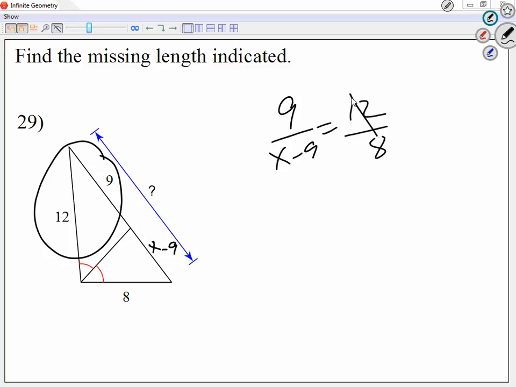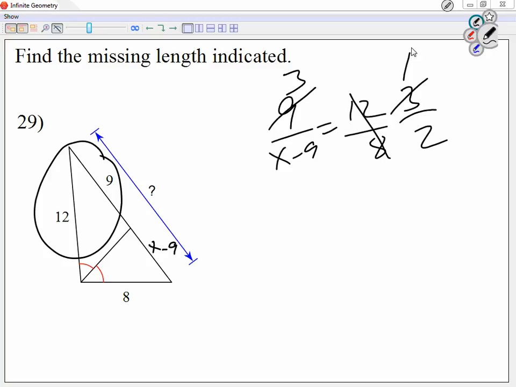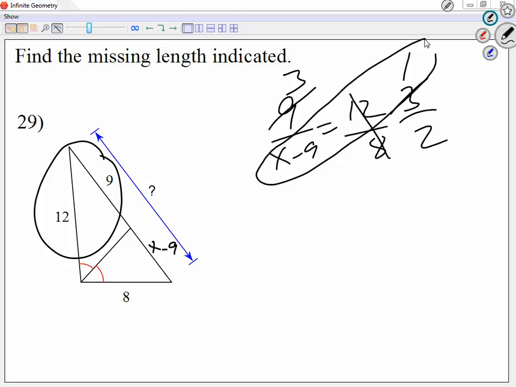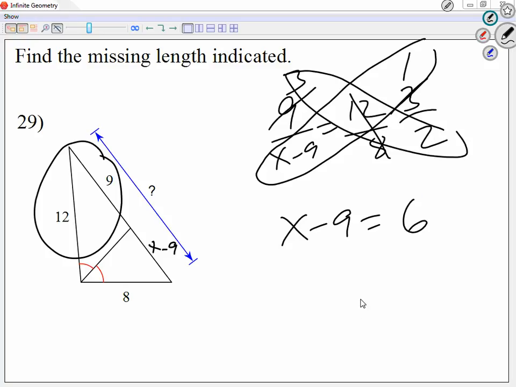12 over 8, I'm going to call that 3 over 2. Sideways, I can simplify the 3 and the 9 as 3 and 1. When I cross multiply, I get x minus 9 equals 6. So if x minus 9 equals 6, what's x? 15. Good.